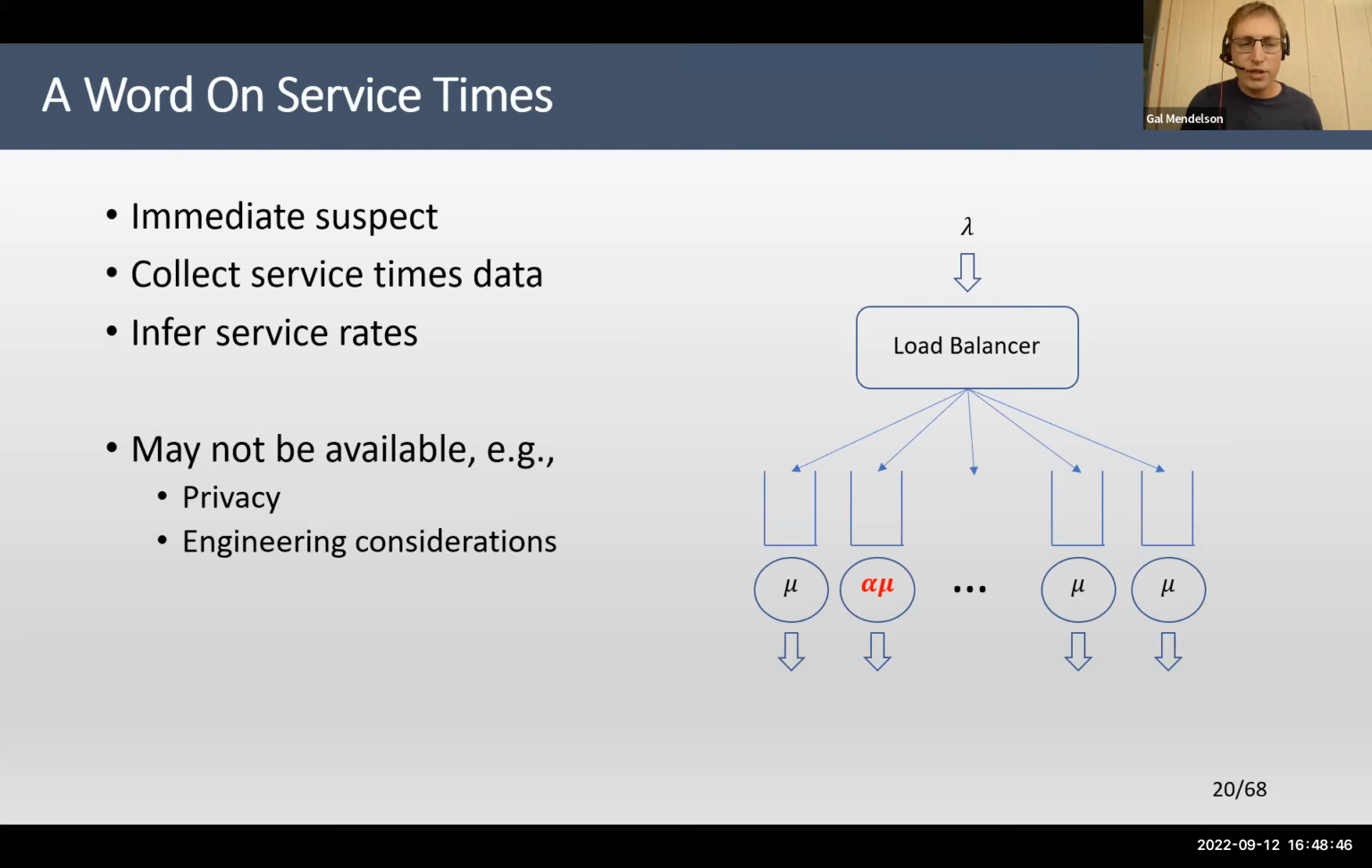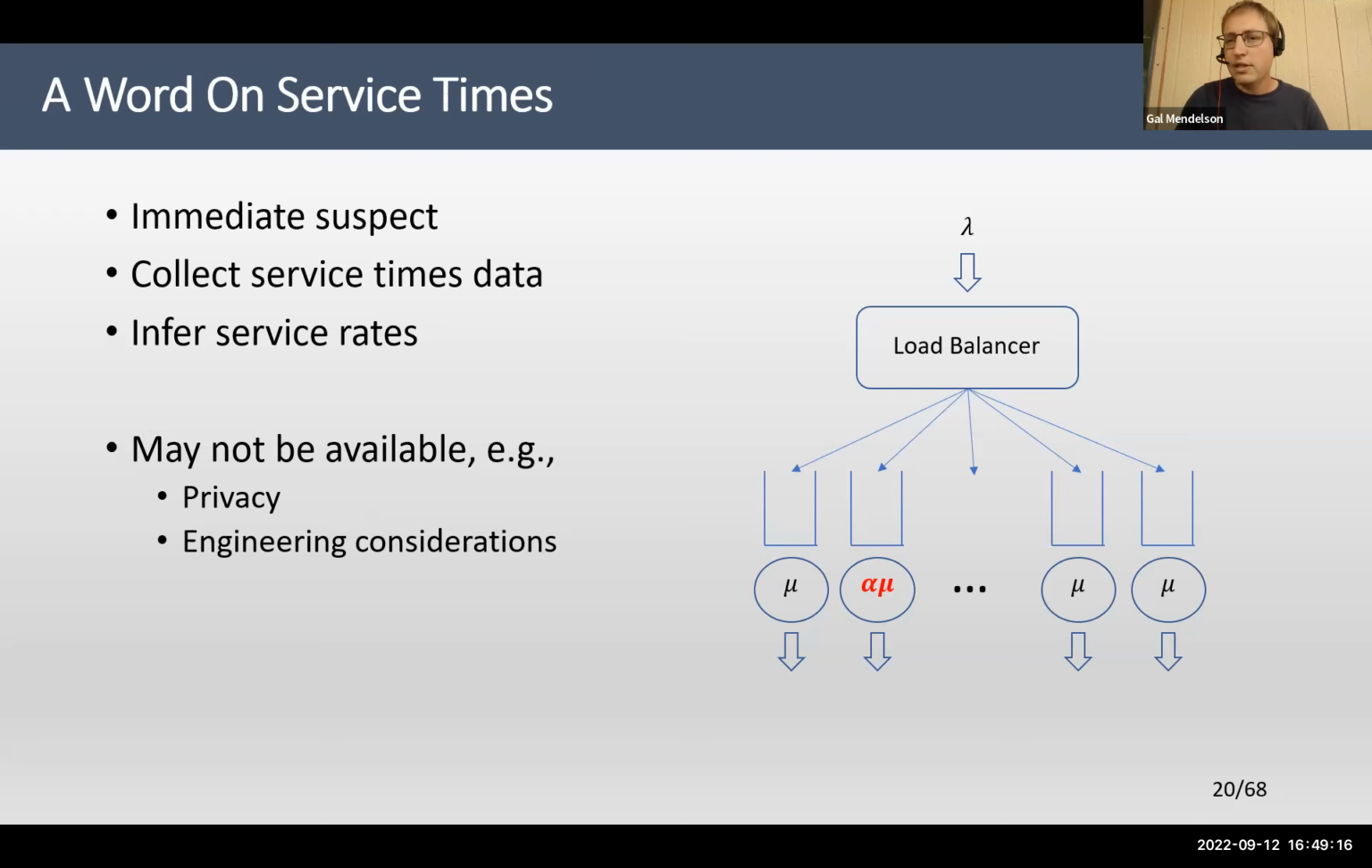So if our goal is to identify persistent slowdown of a server, then the immediate suspect will be to just measure service times of jobs in each server, maybe average, maybe look if that average changed, and just infer the service rates and say that something occurred. And this will work well. But this information is not always available. It could be for many different reasons.